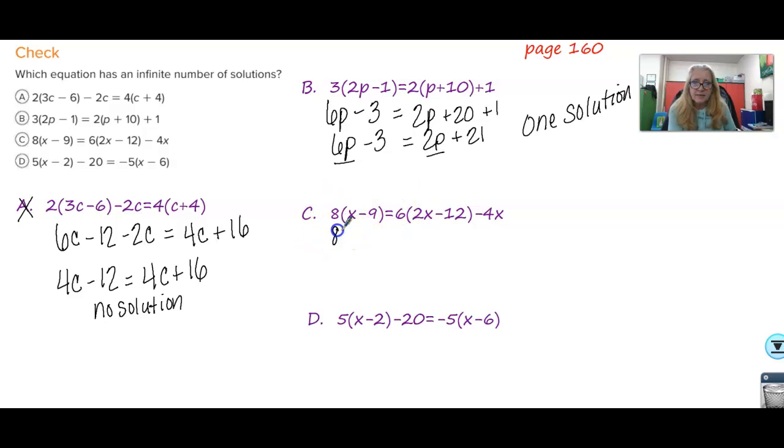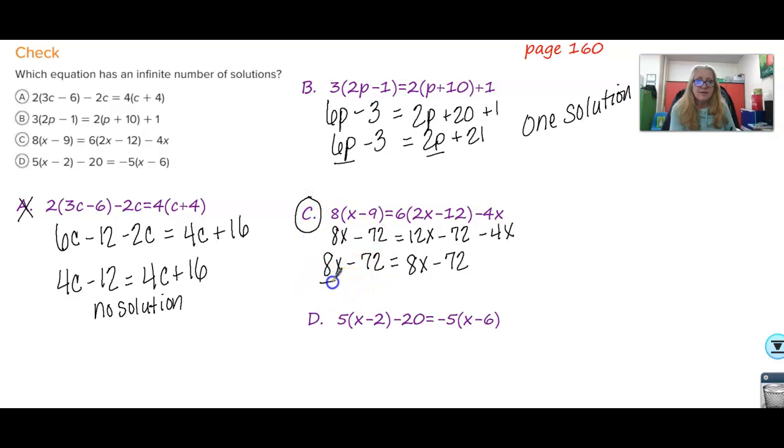8 times x is 8x. 8 times -9 is -72 equals 6 times 2x is 12x. And 6 times 12 is 72, -72, minus 4x, right? Well, the left-hand side is already simplified. 8x minus 72 equals 12x minus 4x is 8x minus 72. Winner, winner, chicken dinner. C is the correct answer because this is identical to this. It is an identity and it has infinite solutions, right?